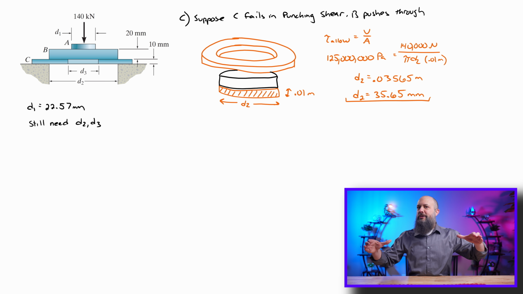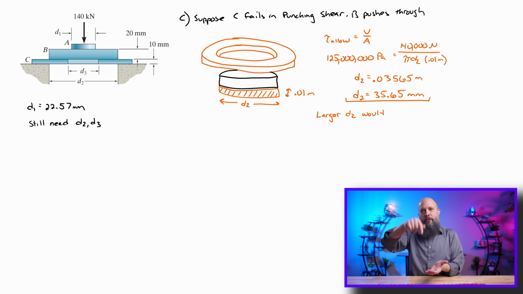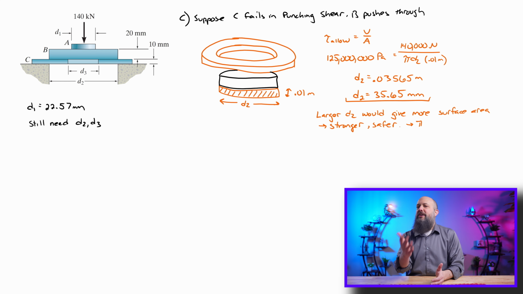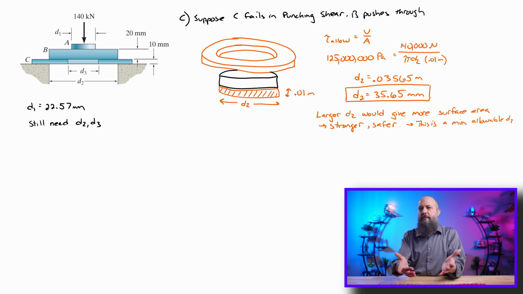A larger value for D2 would be okay, right? A larger diameter would mean more circumference, more surface area, so the force is spread out over more surface area. That would be safer. So this 35 is a minimum value. Larger values for D2 would also be okay.